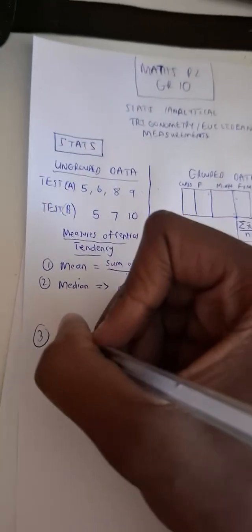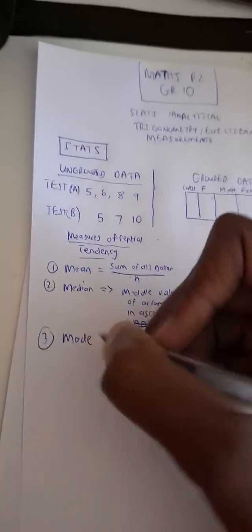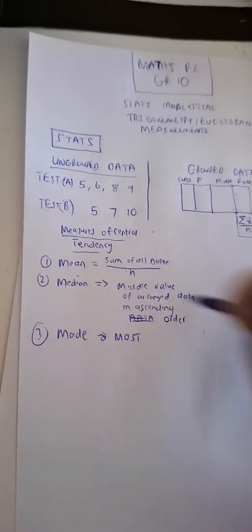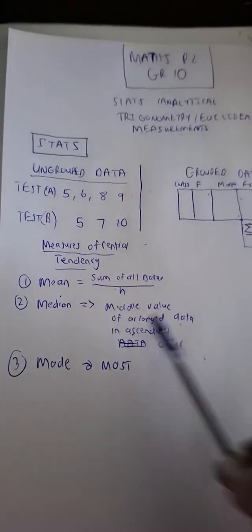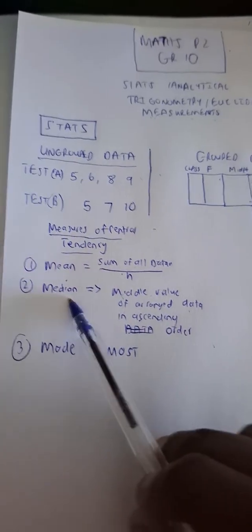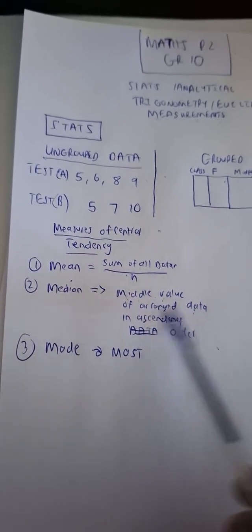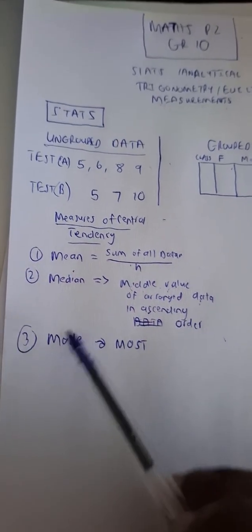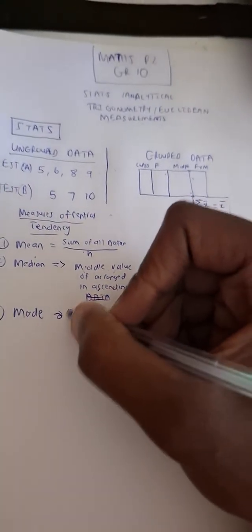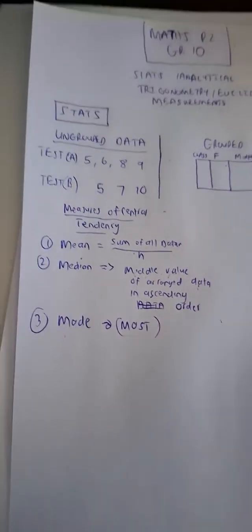Then 3, your last measure of central tendency is what we call mode. And mode is basically the number that appears the most. So we have mean, sum of all data values over the number of data values. Median, the middle value of arranged data in ascending order. You have your mode, the number that appears the most. So mode, most. Those are your measures of central tendency.